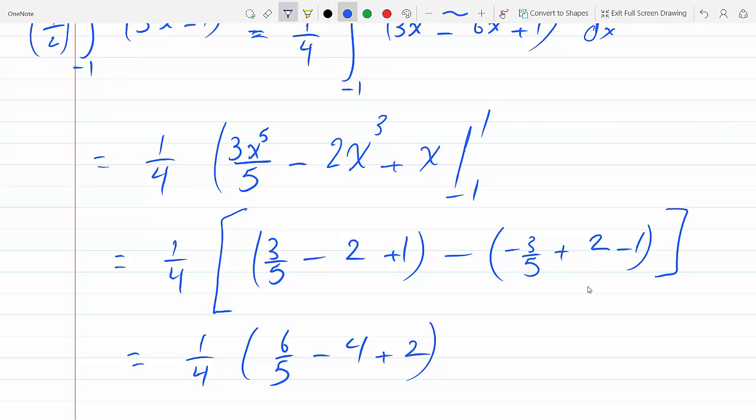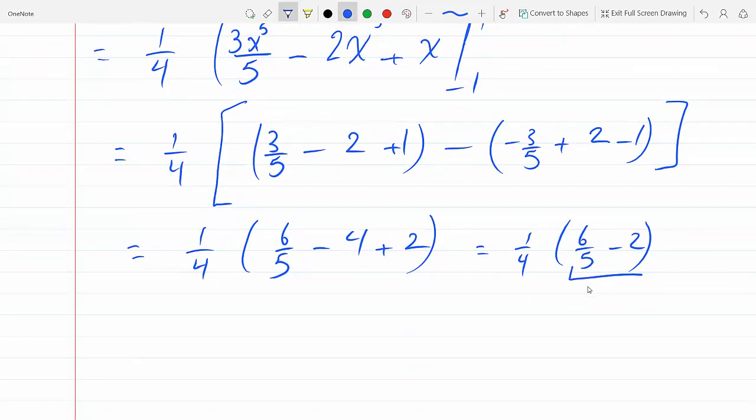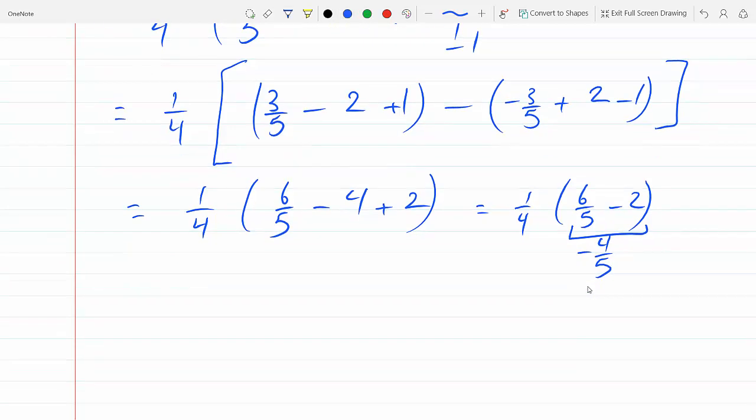So what does this add up to? 6/5 minus 2, what is that? That will get us 10 over 2, so minus 4/5. So 1/4 minus 4/5, 1/4 times minus 4/5 will get us... wait, we have a negative answer here. Something can't be right. We can't have a negative answer.